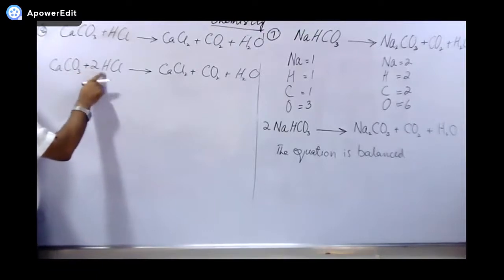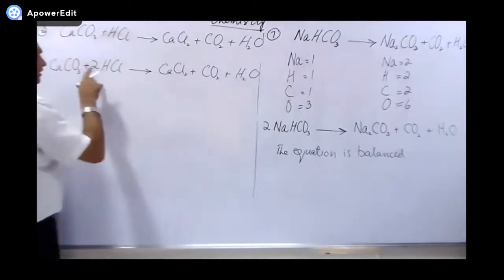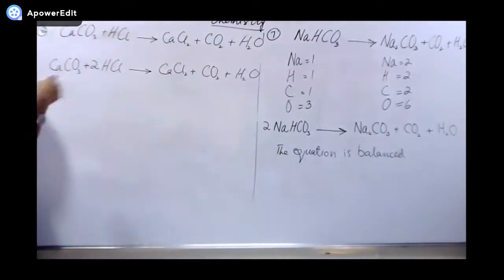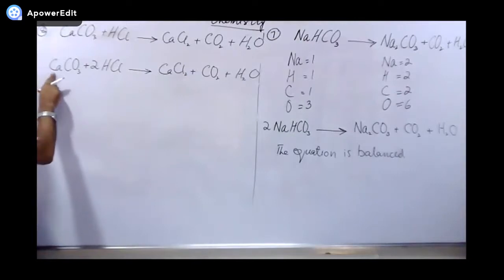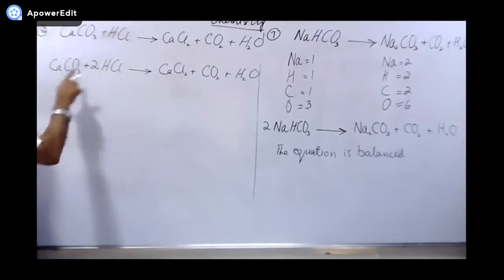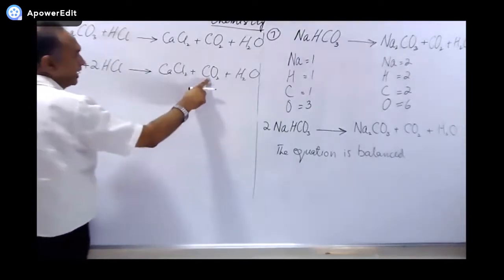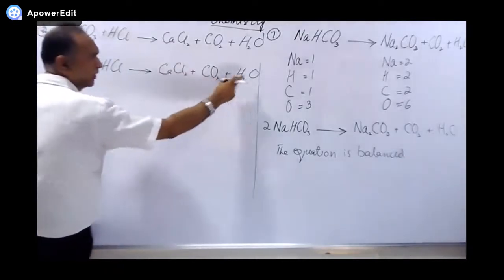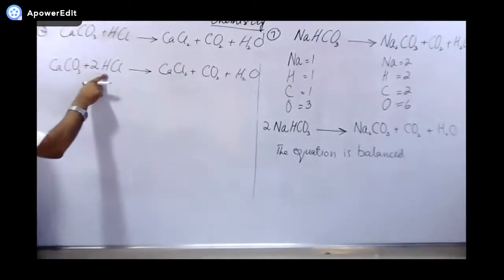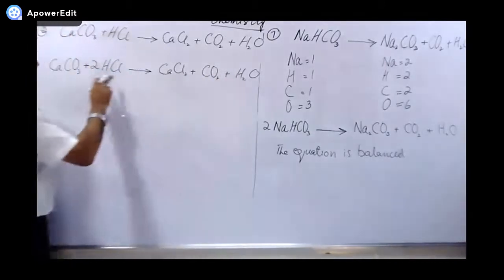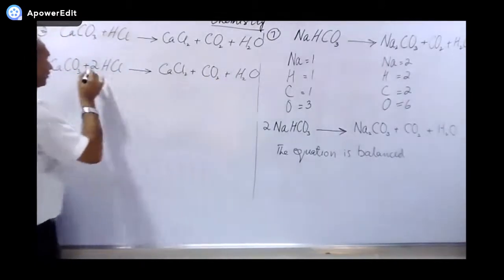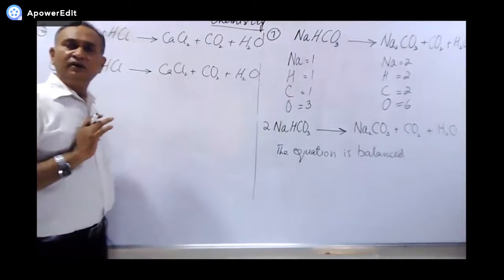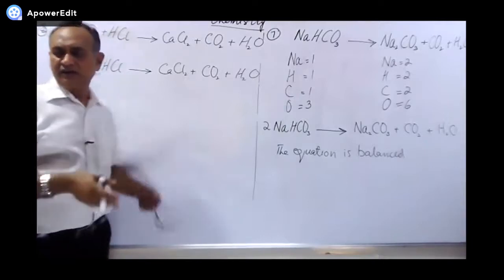Now it has become 2 hydrogens, 2 hydrogens, 2 chlorine, 2 chlorine. Let's recheck them again. 1 calcium, 1 calcium, 1 carbon, 1 carbon, 3 oxygens, 2 plus 1, 3 oxygens, 2 hydrogens, 2 hydrogens, 2 chlorine, 2 chlorine. So by writing this magical 2, you have balanced each and every component of the chemical equation. All right?